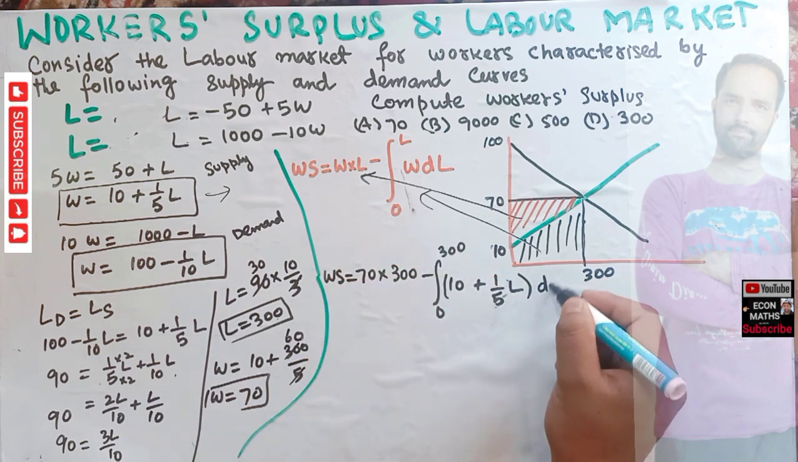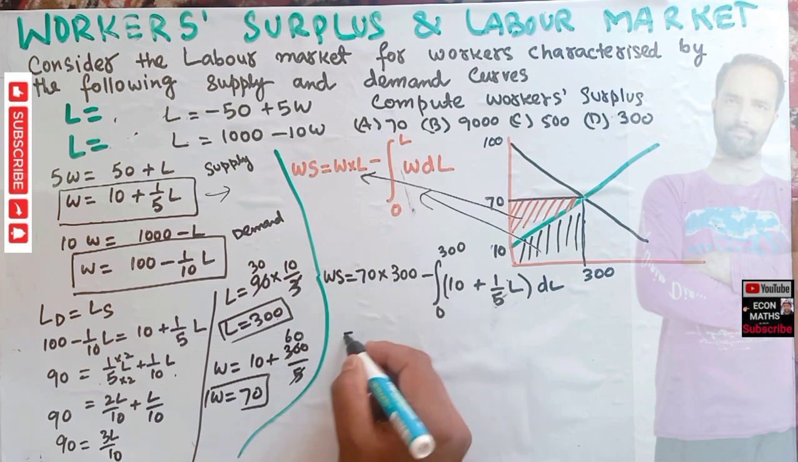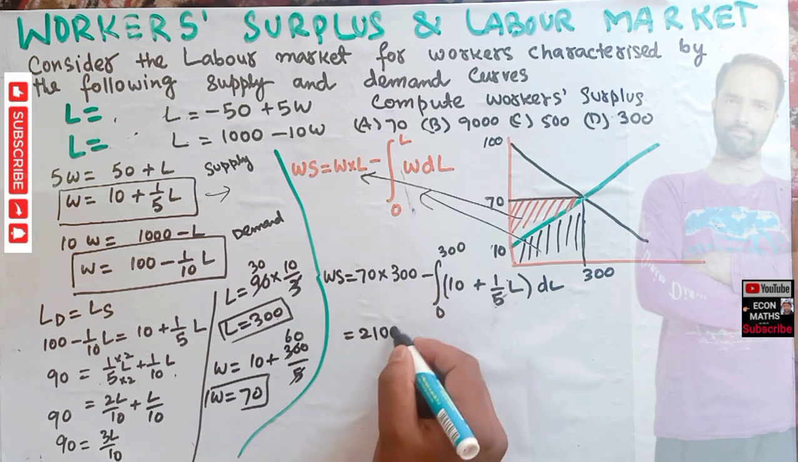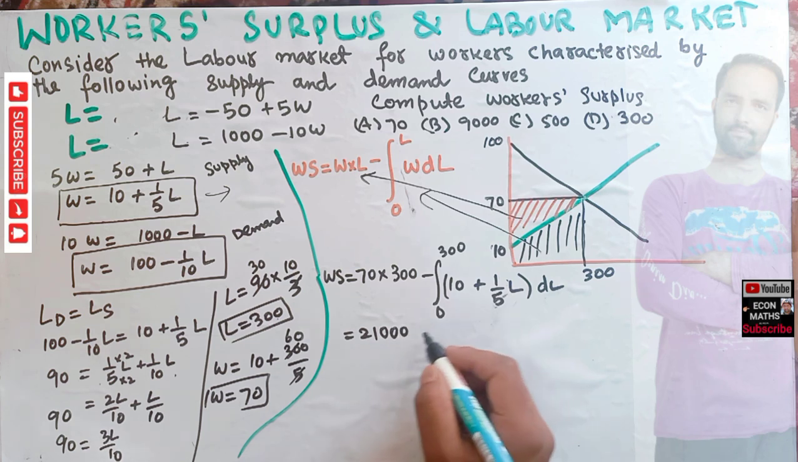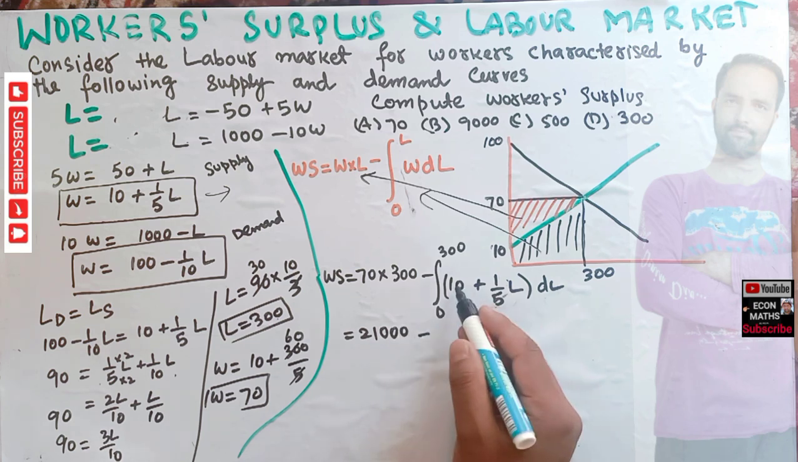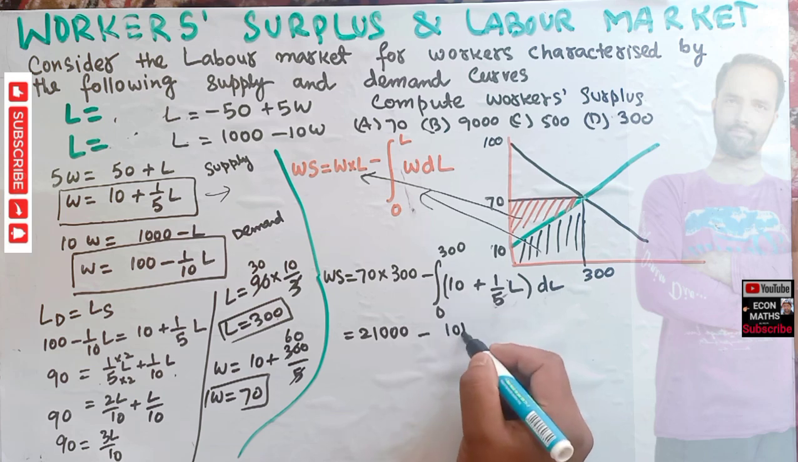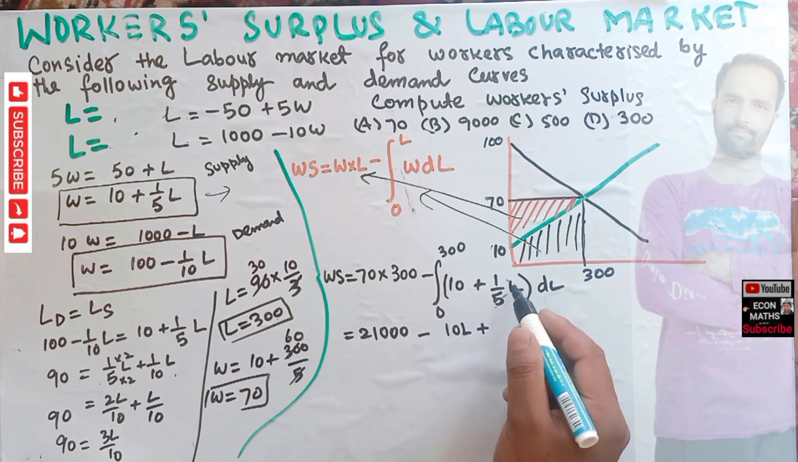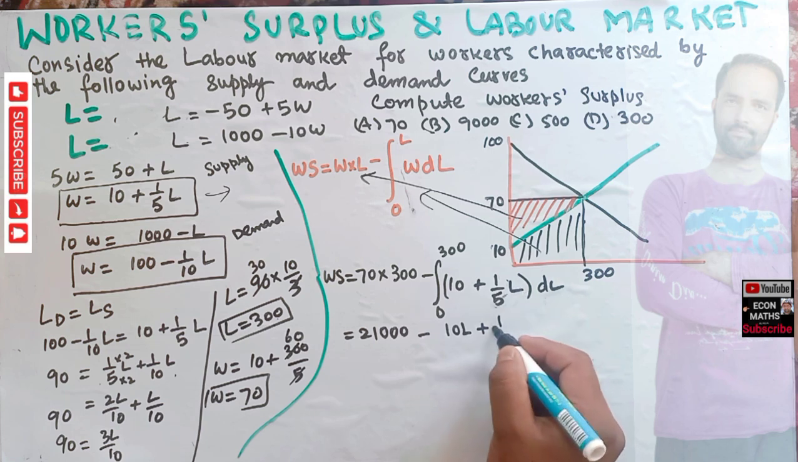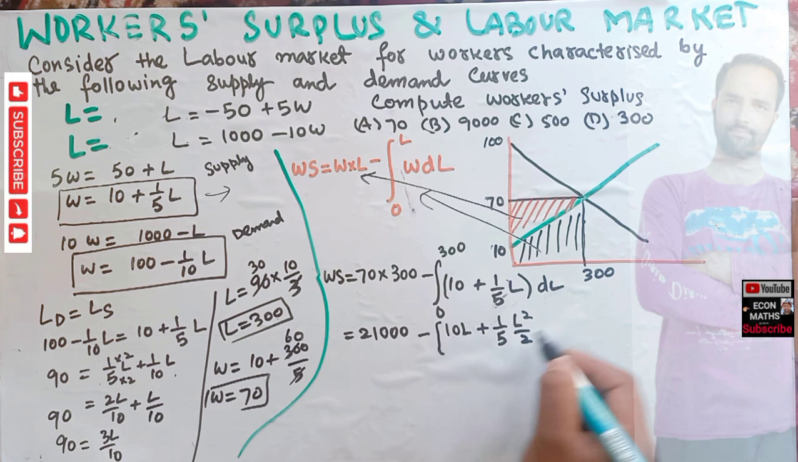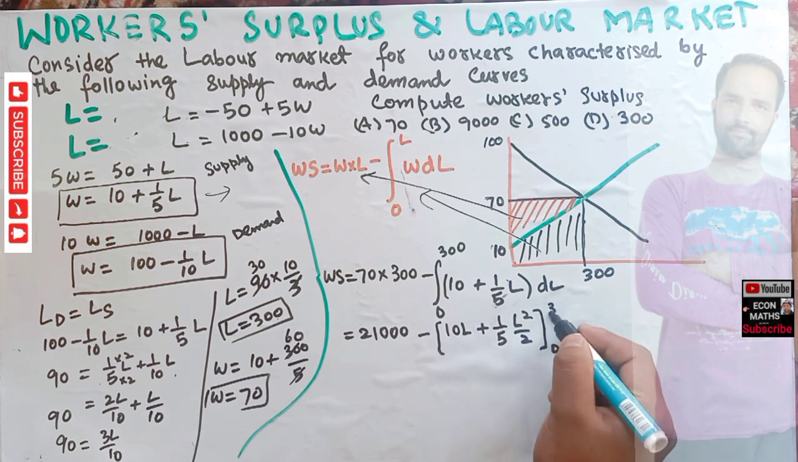With respect to dL, 70 times 300: 7 threes are 21, so we have 21,000, minus the integral of 10, which will be 10L, plus the integral of L, which will be L square, so we have 1 upon 5 into L square upon 2, from 0 to 300.